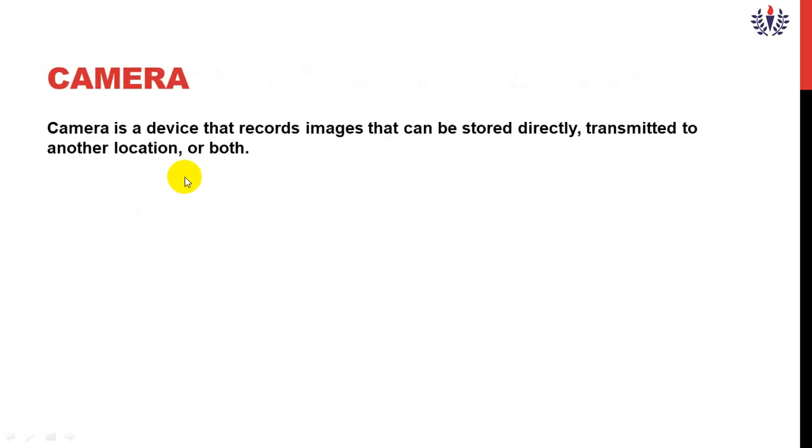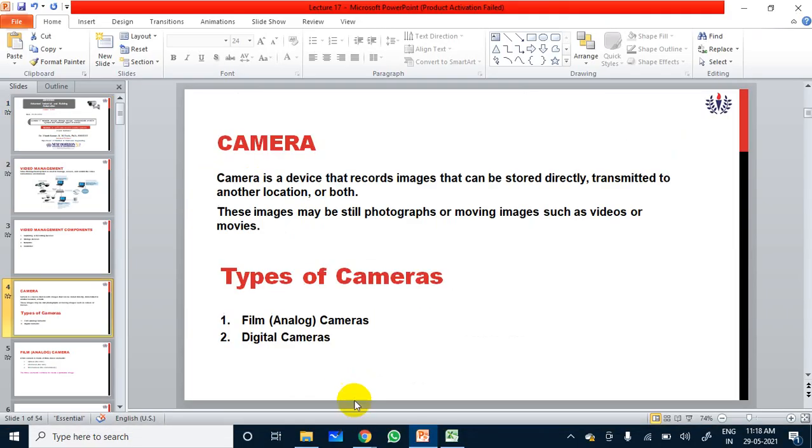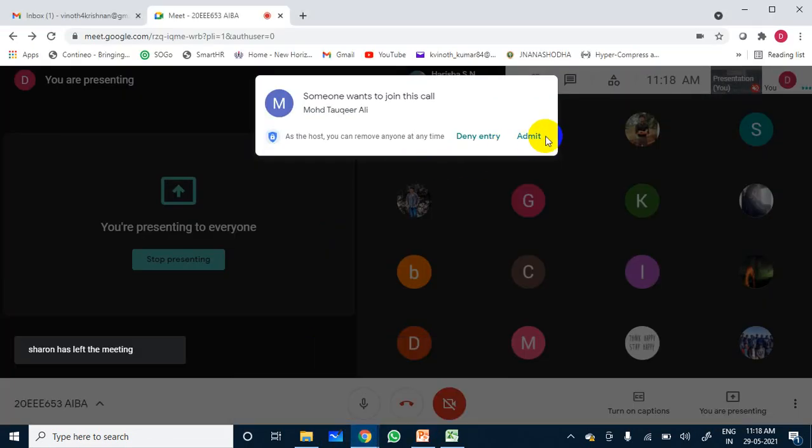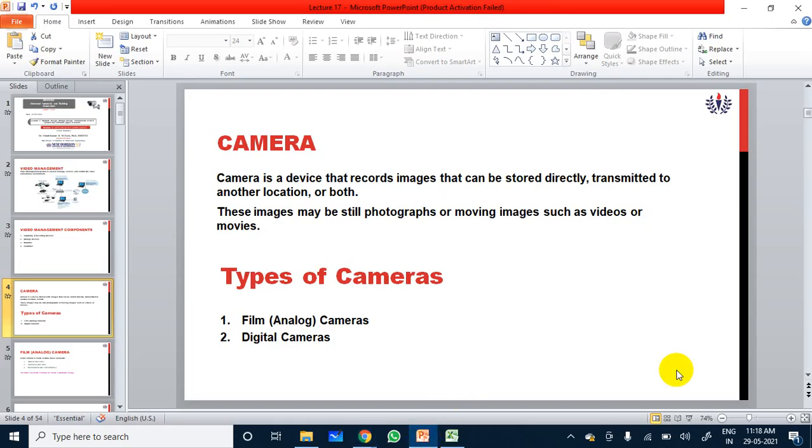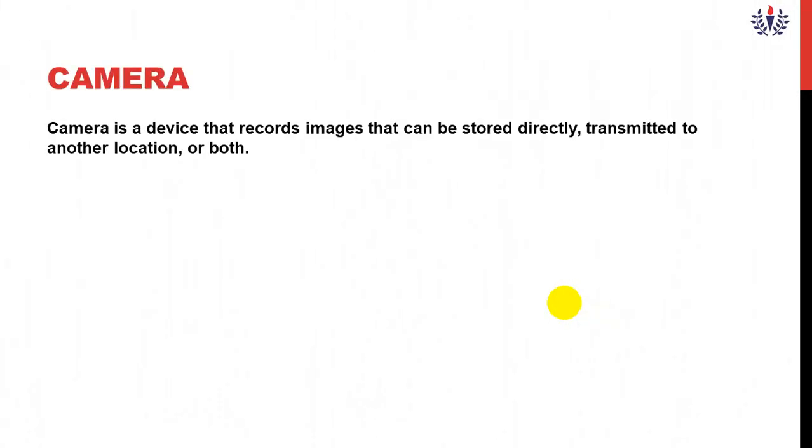Okay, now come to our camera concept. Generally, a camera is a device that records images that can be stored directly or transmitted to another location. It is like a transformer. You know the concept: a transformer is a static device which transfers electric energy from one stage to another. Like that, the camera is a device that records images and that can be stored.